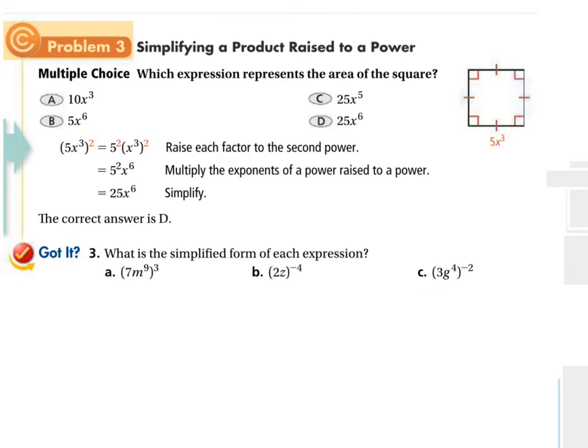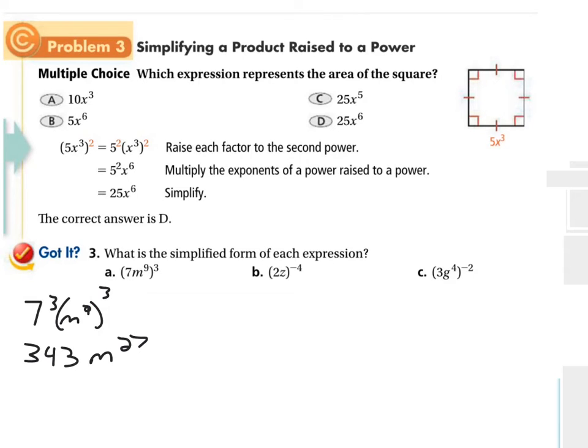Okay, so what do we need to do? We need to give that exponent to each piece of that. So I'm going to rewrite it as 7 to the 3rd times m to the 9th, all raised to the 3rd. Okay. 7 cubed is 7 times 7 is 49, 49 times 7 is 343. So 343. And remember, when you raise a power to a power, you multiply the exponents. So 9 times 3, and we get 27. So m to the 27th power.